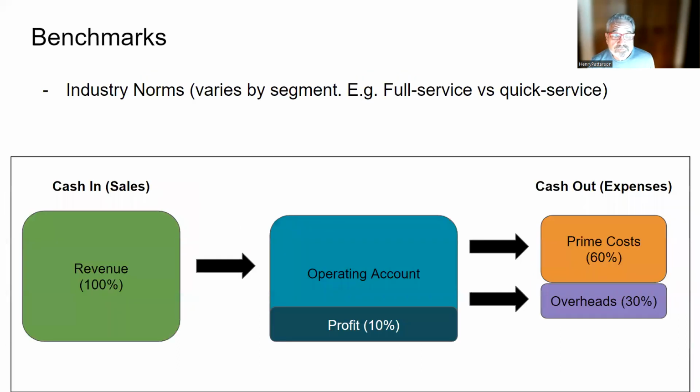Now we're going to address the point that if your primes are at 60%, your overheads are benchmarked, in our system, so that you don't want to spend more than 30% of your revenue on overheads, because you're trying to leave yourself 10% profit.